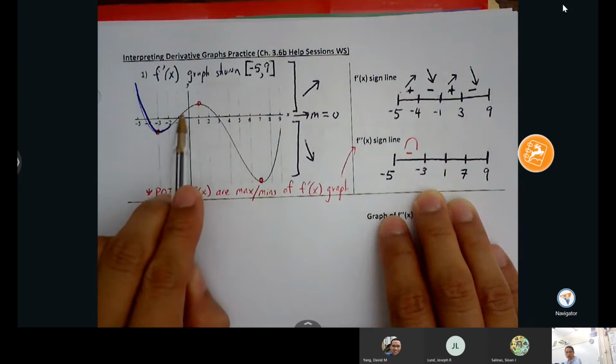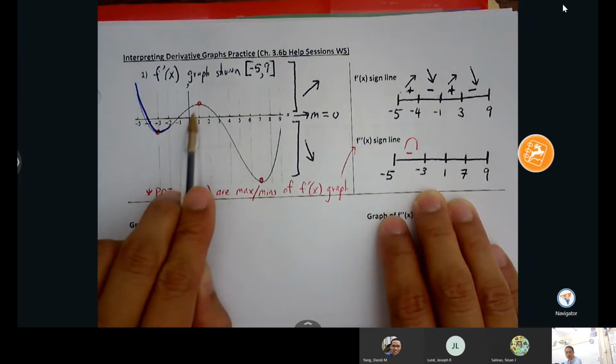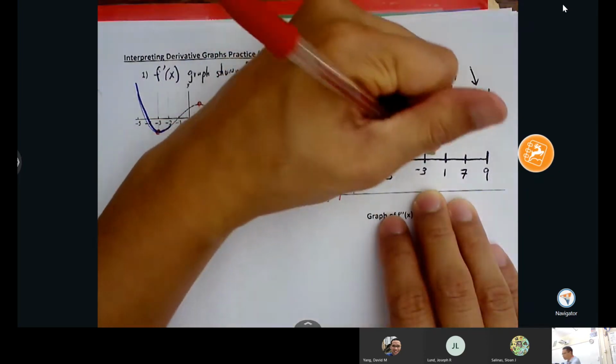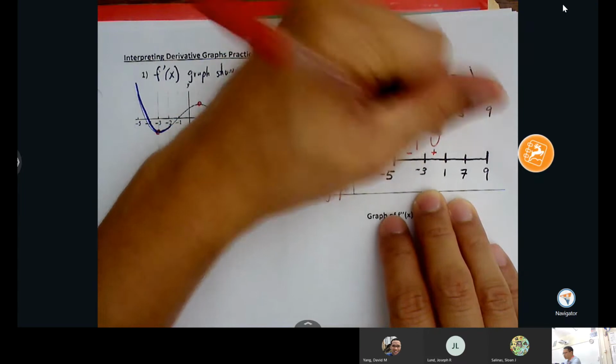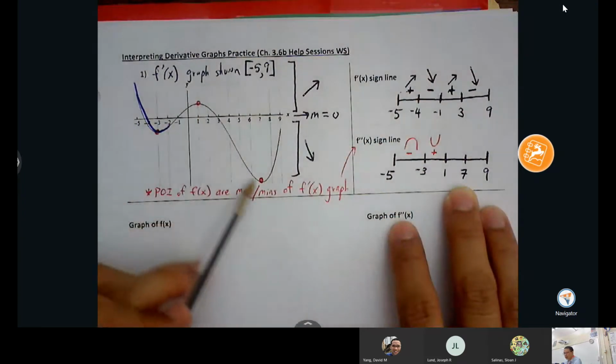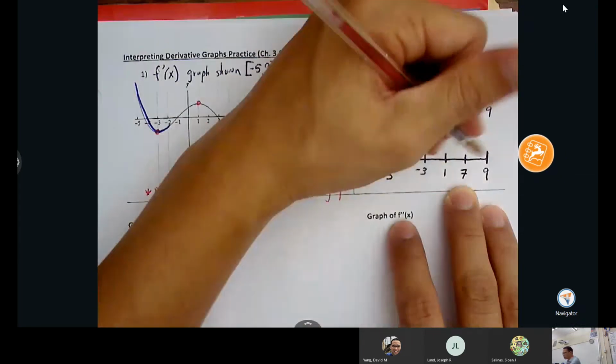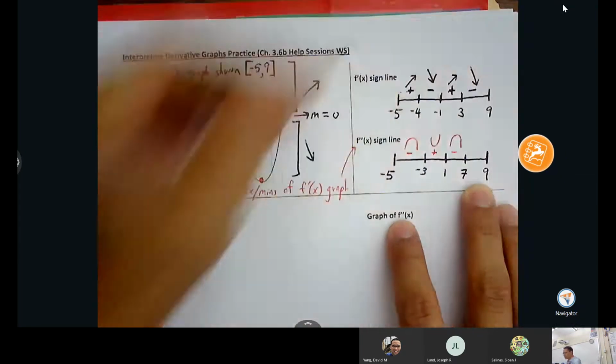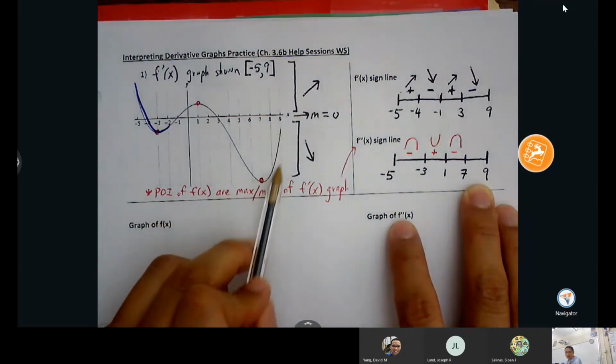Positive slope on the F prime graph is going to translate to concave up. And then between 1 and 7, negative slope is going to translate to concave down. And then 7 to 9, positive slope, concave up.